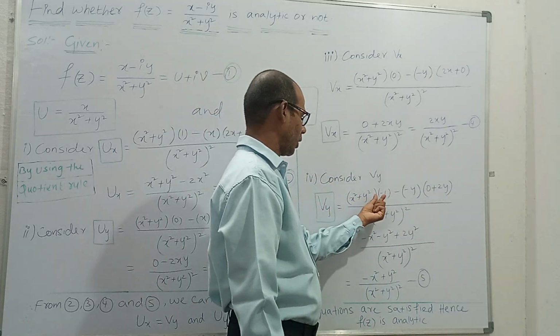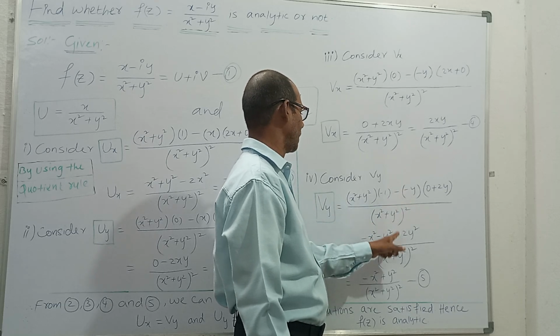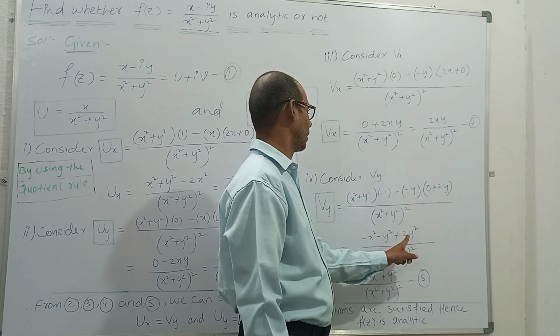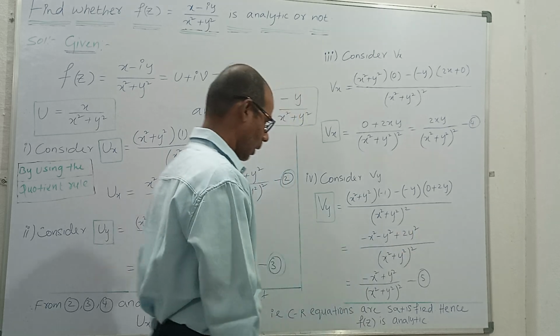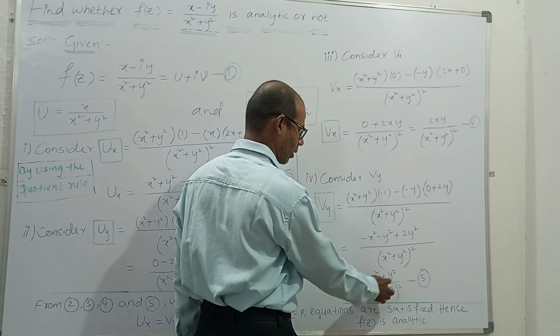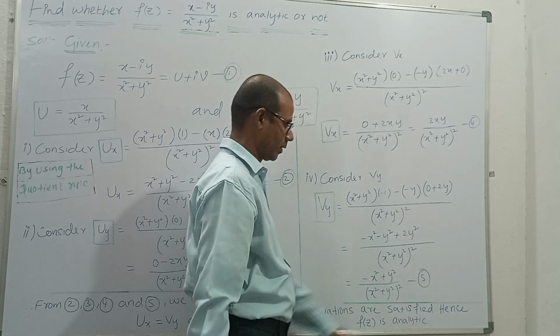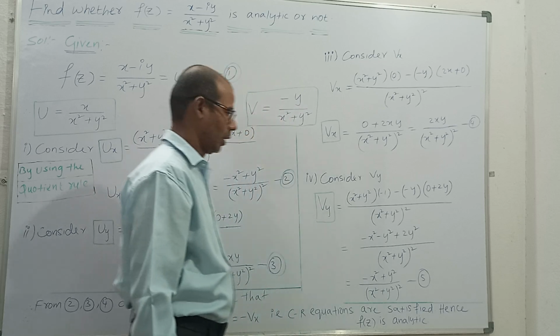So x square plus y square into minus 1 will become minus x square minus y square, minus into minus will become plus, y into 2y it becomes 2y square. So upon simplifying, minus x square as it is, minus y square plus 2y square will become plus y square upon x square plus y square whole square. So this is equation number 5.